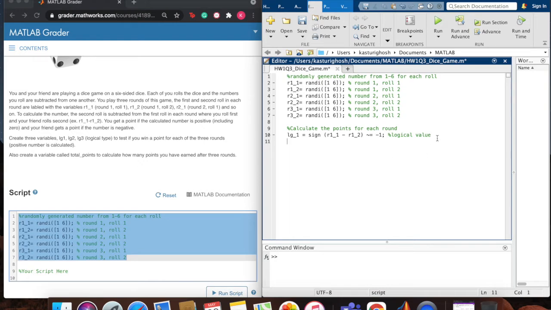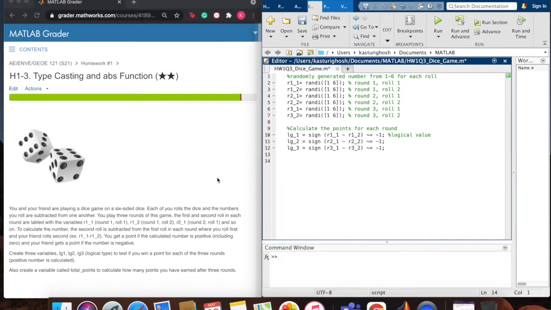All right. In a very similar way, I'm going to write the same code for round 2 and round 3. So here it would be R21 minus R22 is not equal to -1, and LG3 equals sign, oh, I missed this, R31 minus R32 not equal to -1. All right, so this is one of the ways to do this particular question.